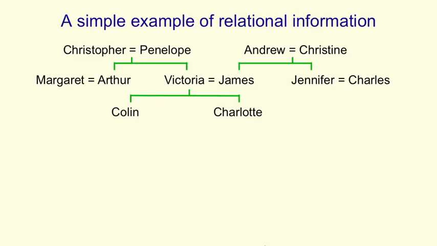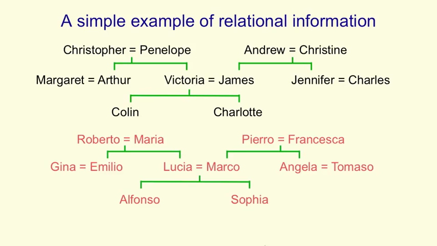This diagram shows a simple family tree in which, for example, Christopher and Penelope marry and have children Arthur and Victoria. What we'd like is to train a neural network to understand the information in this family tree. We've also given it another family tree of Italian people, which has pretty much the same structure as the English tree. And perhaps when it tries to learn both sets of facts, the neural net is going to be able to take advantage of that analogy.